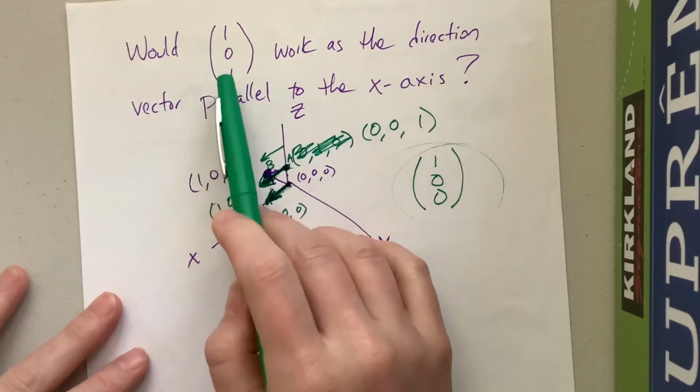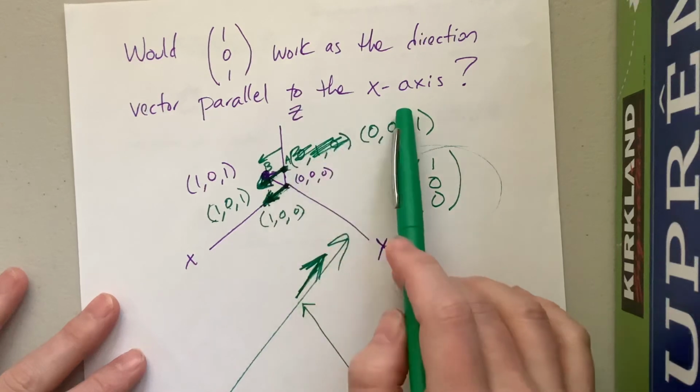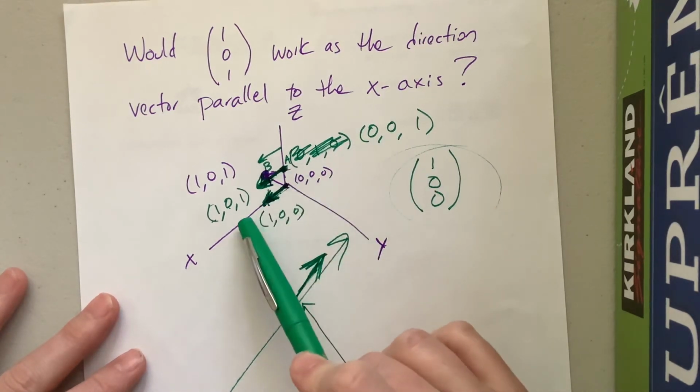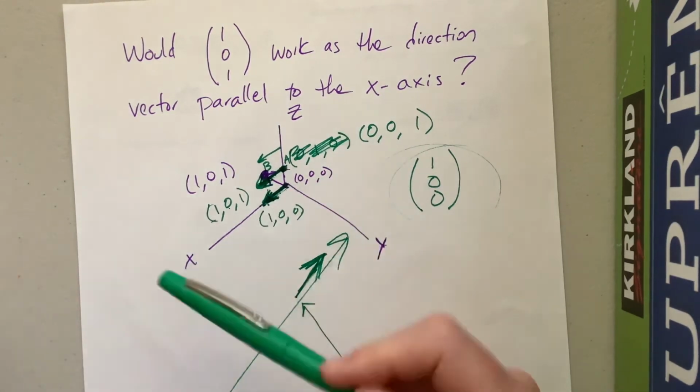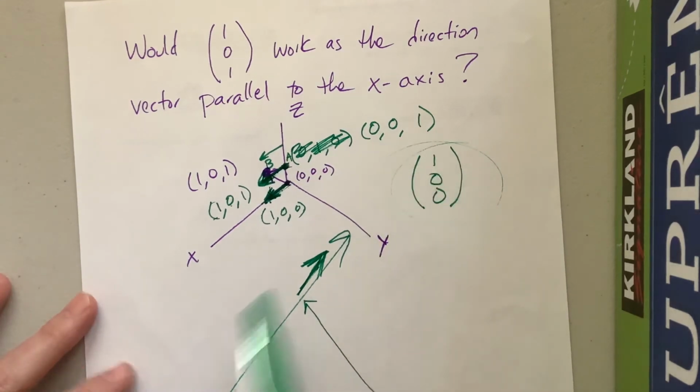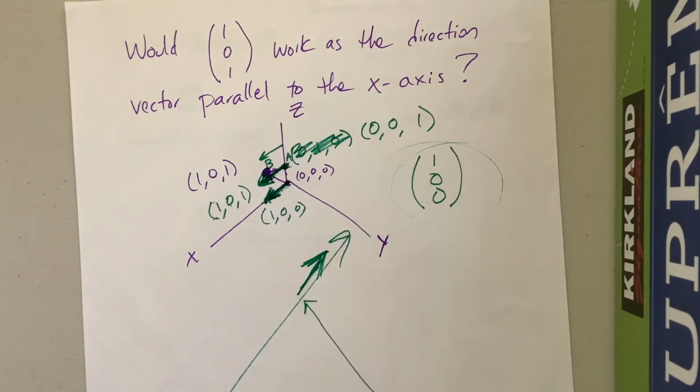Would 1, 0, 1 work as the direction vector parallel to the x-axis? No, it needs to just be 1, 0, 0, or any multiple of that would be parallel to the x-axis. Hopefully that helps. Let me know if you have further questions.